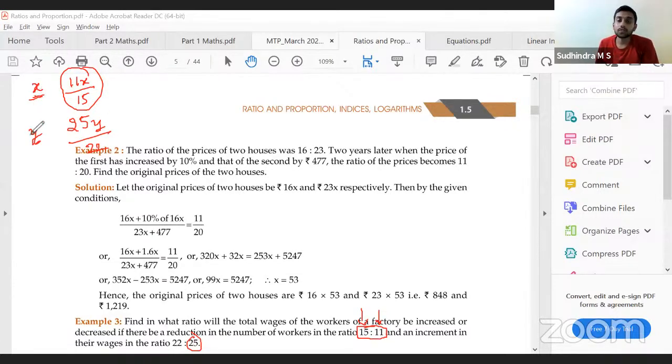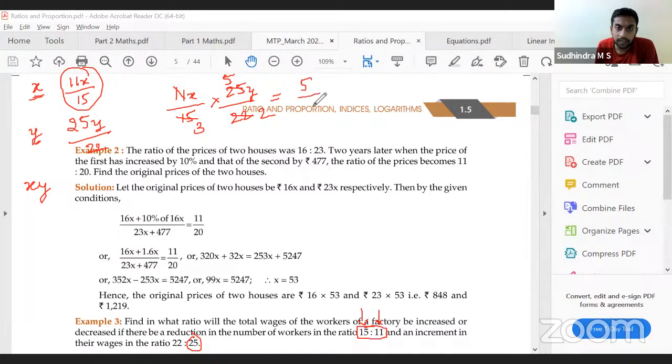So then in such case, what would be the total salary earlier? Number of workers per worker salary, X into Y. Now what would be the salary total? 11x divided by 15 into 25y divided by 22. Total number of workers into per worker salary will give me my total salary. So 11 ones are, 11 twos are, 5 threes are, 5 fives are. This will get us 5 by 6 xy. X into y, 5, 3 twos are 6, 5 by 6 xy.